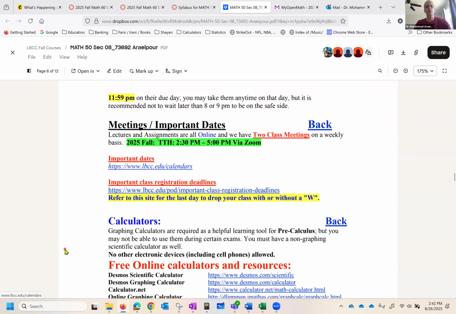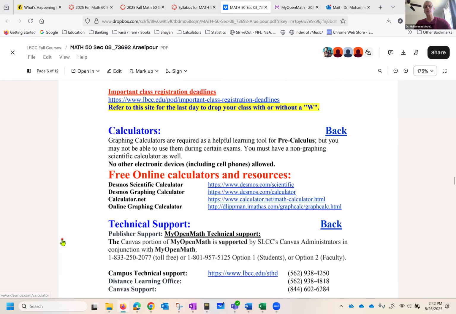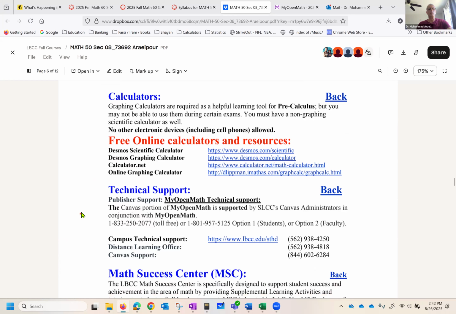Meeting important dates. Of course, we meet a couple of days. Calculators. I believe everything should be free for the students. So these are a bunch of free online calculators. These are some of the resources that are available to you.